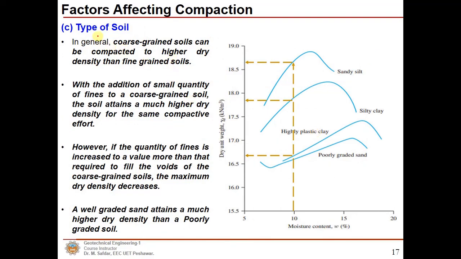In general, if you are talking about the type of soil, coarse grained soils can be compacted to a higher dry density than fine grained soils. With the addition of a small quantity of fines to a coarse grained soil, the soil attains a much higher dry density for the same compactive effort.